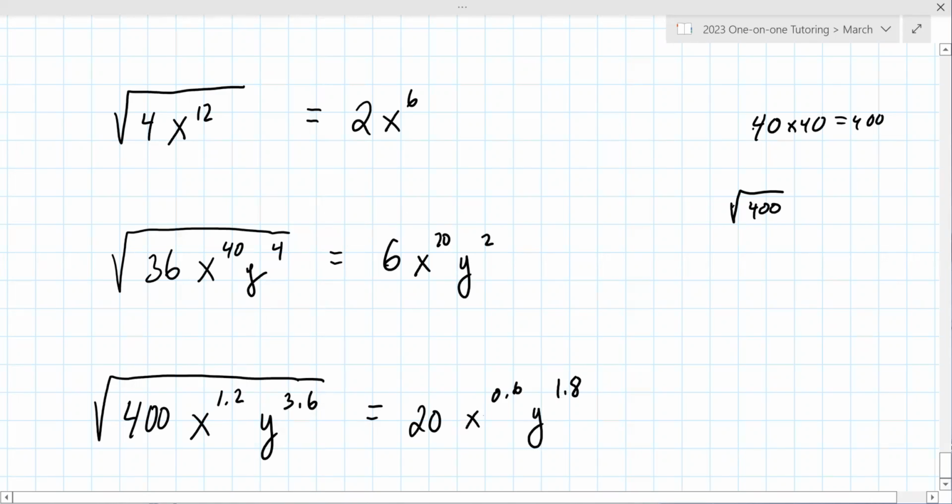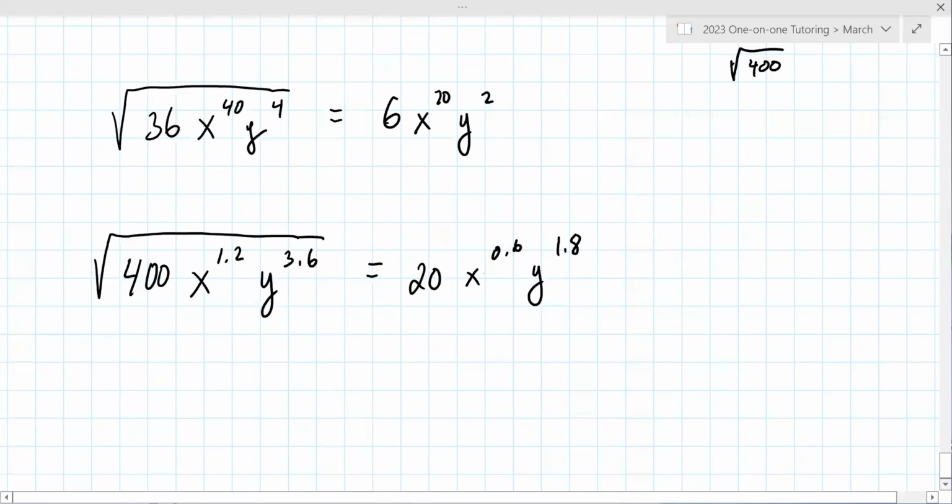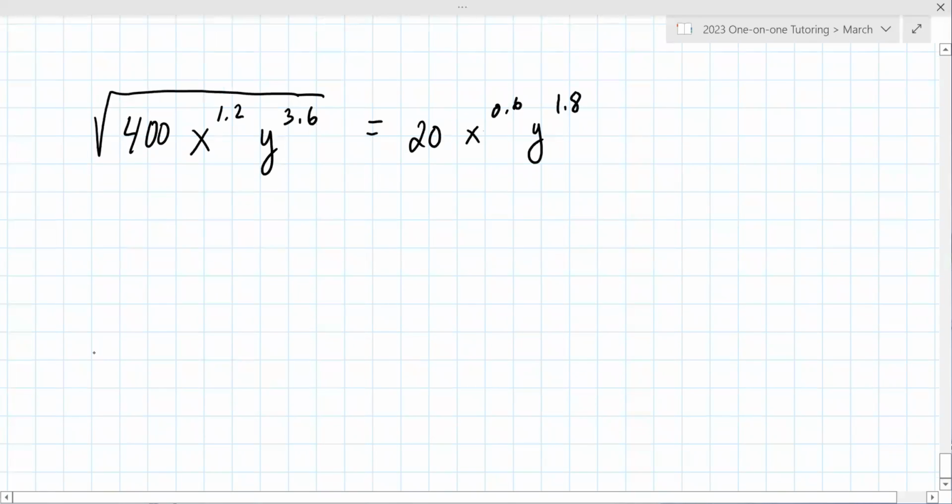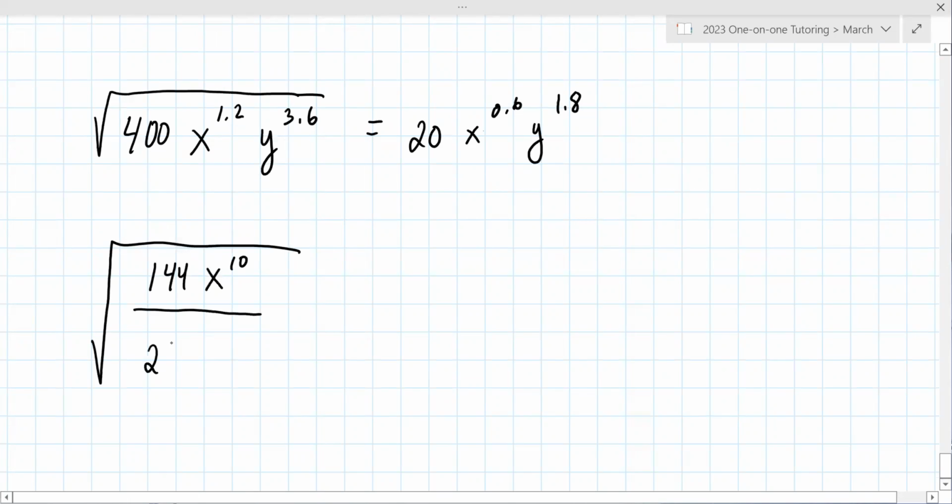So the trick here, or the challenge here, is that as soon as you think, oh, I got it, I feel really good about this, I just change the problem, modify it slightly, and it's a little bit different. So we're going to do that now. We're going to look at a fraction. We're going to take the square root of 144 x to the 10th over 25 y to the 4th.